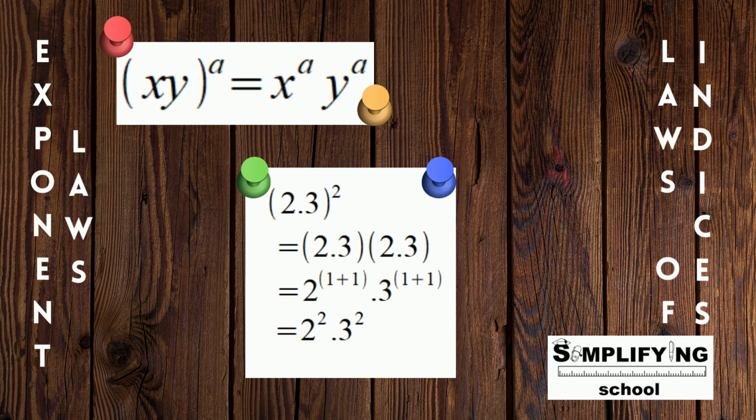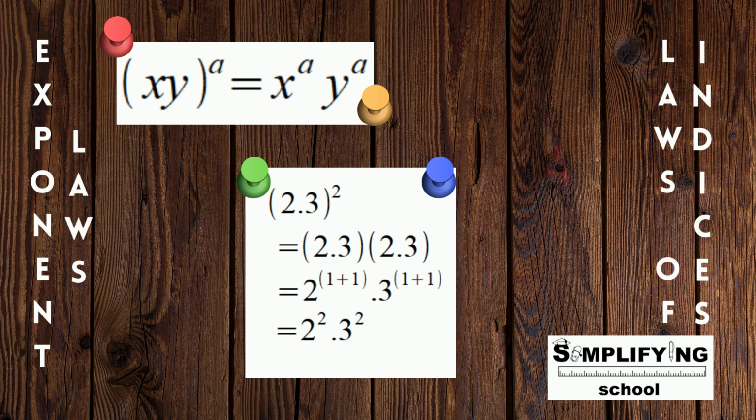Now the next one that we're looking at is x times y all to the power of a. And the law says that it should be equal to x to the power of a times y to the power of a. Let's see if we can prove that with numbers. So let's say we've got 2 times 3 to the power of 2. Squaring something means we can write it twice, just like we did with the previous one where we raised it to the power of 3 if we wrote it 3 times. Here we can actually write it 2 times. So we've got 2 times 3 times 2 times 3.